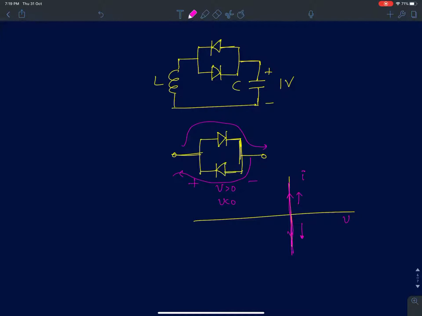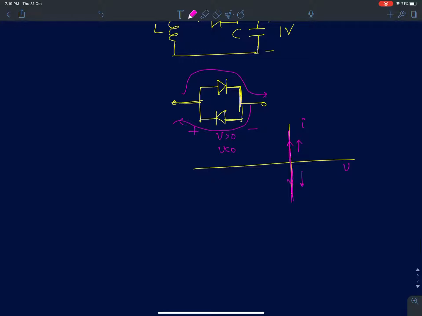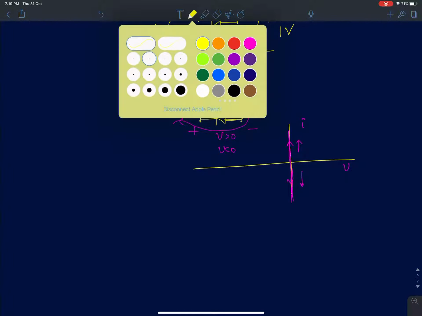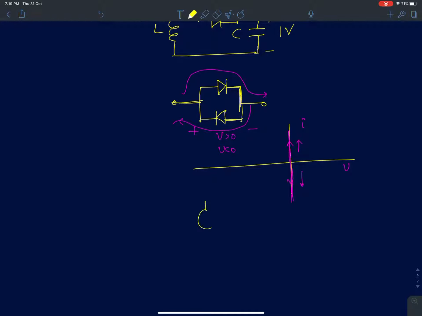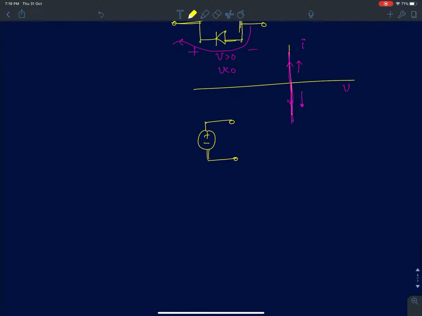And if you remember from the previous lectures, this is nothing but the IV characteristic of a short circuit or a 0 volt DC source. A 0 volt DC source can carry current in either direction and still always maintain 0 volts across it. So that's simply equivalent to replacing this by a short circuit.